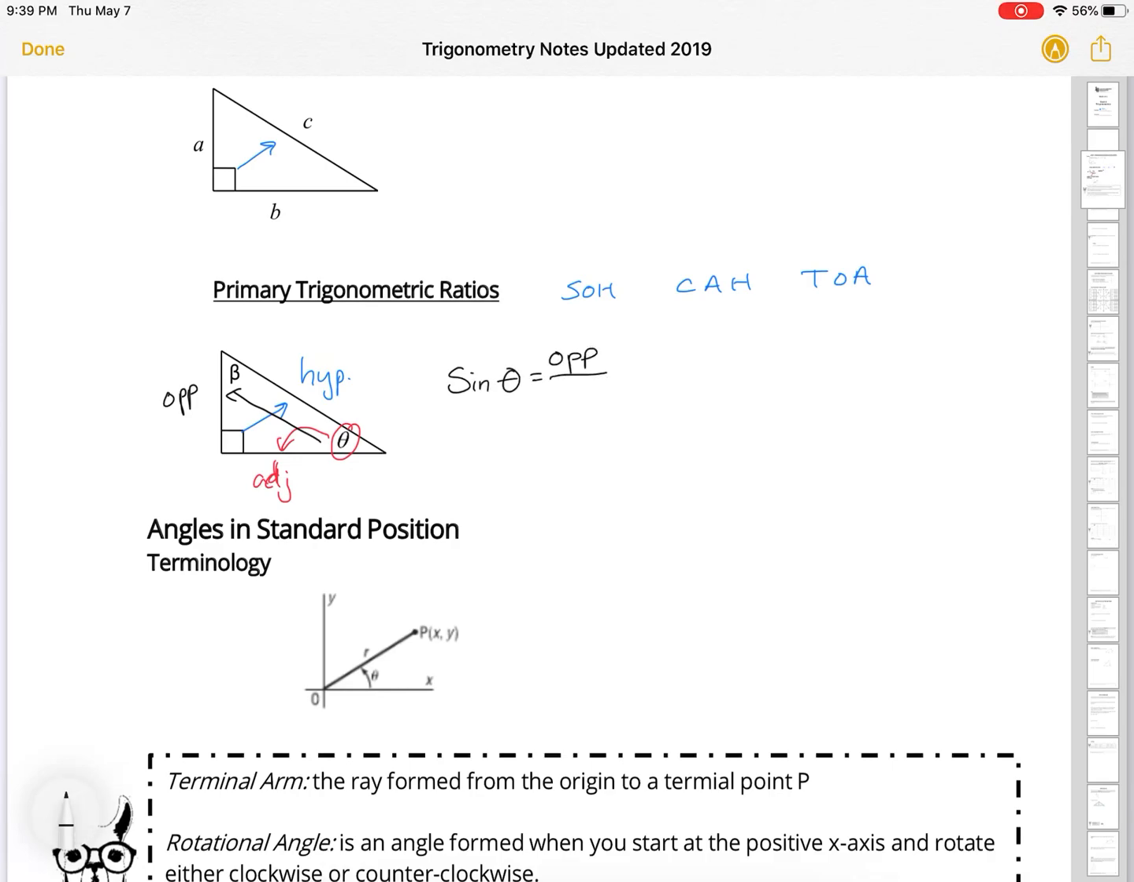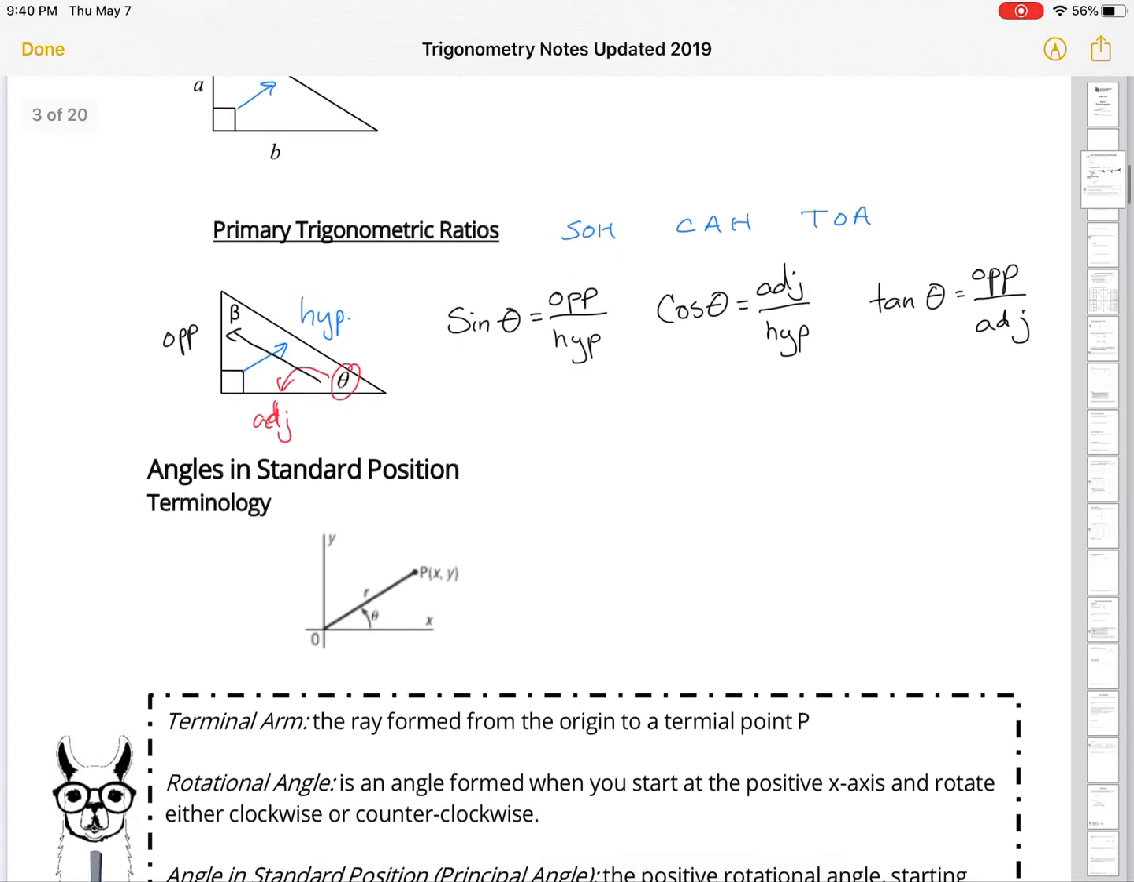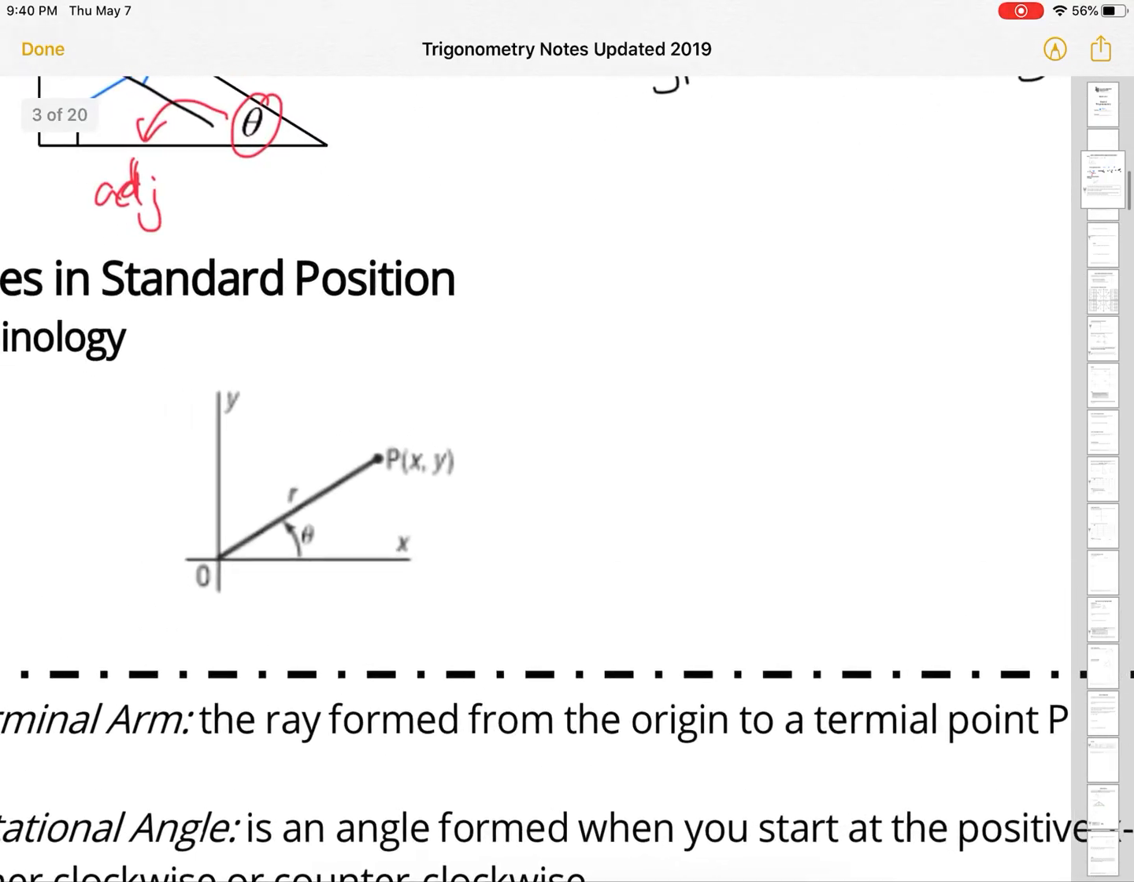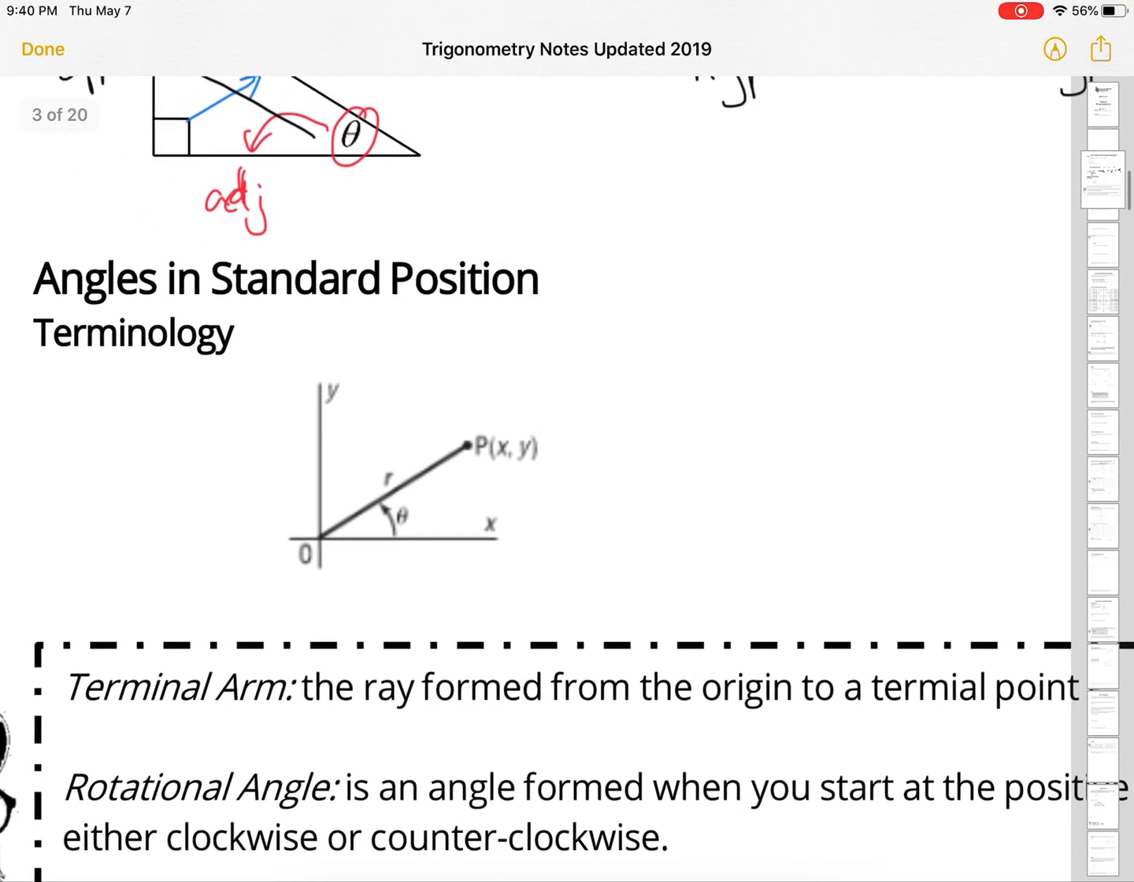So talking about our three primary trig ratios, SOH CAH TOA means sine theta is equal to the opposite over the hypotenuse. CAH means cos theta is equal to the adjacent over the hypotenuse. And tan theta is the opposite over adjacent.